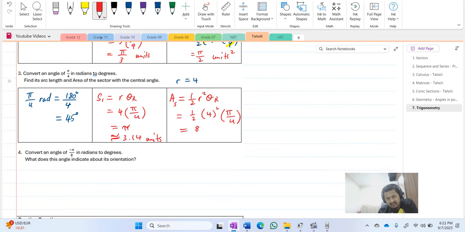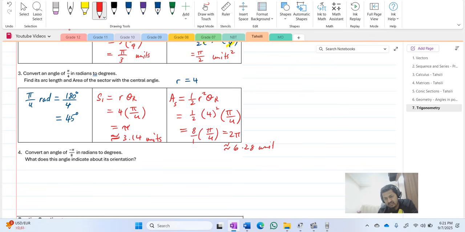Or you can do it like this: half of 4 squared. 4 squared is 16. So we're getting 8, and we're getting pi by 4 here. And 8 divided by 4, remember that's 8 over 1. So 8 divided by 4 is 2. So we're getting 2 pi, which is approximately 2 times 3.14, 6.28 square units. I hope you guys are understanding.